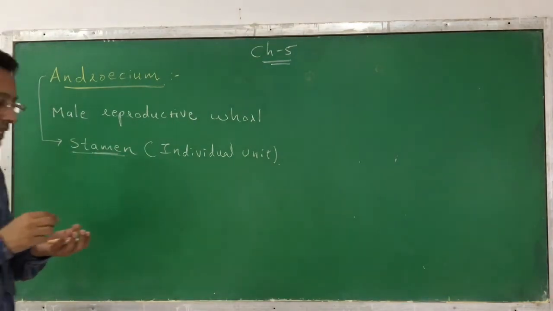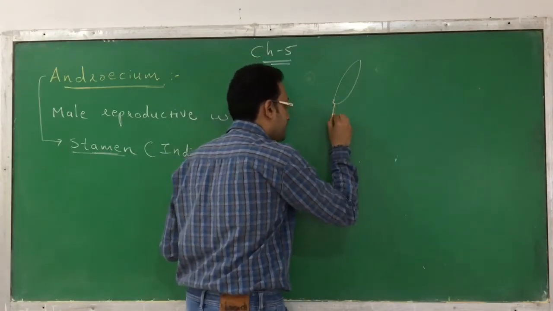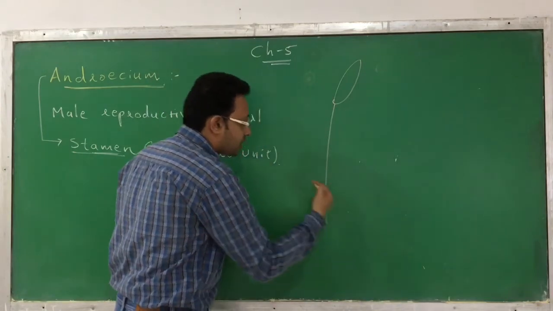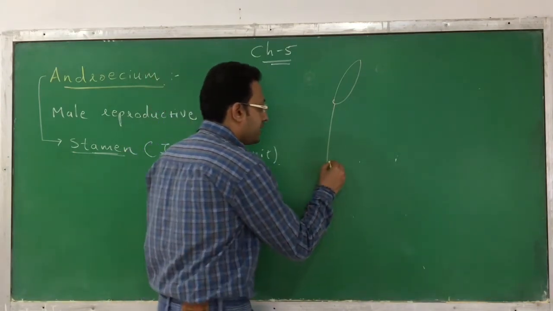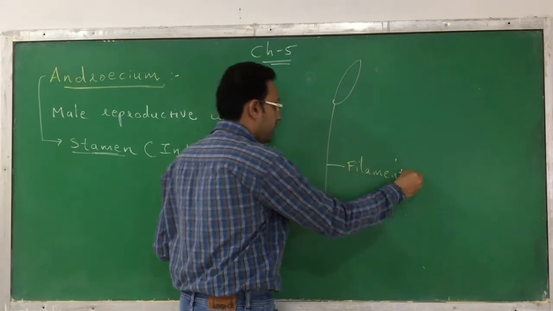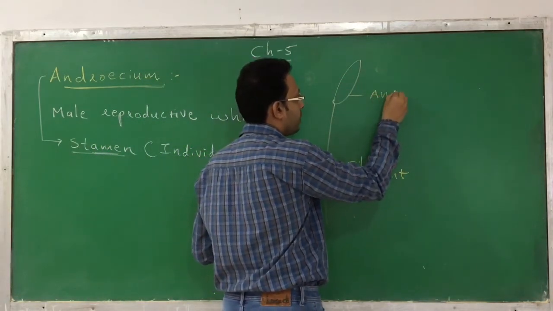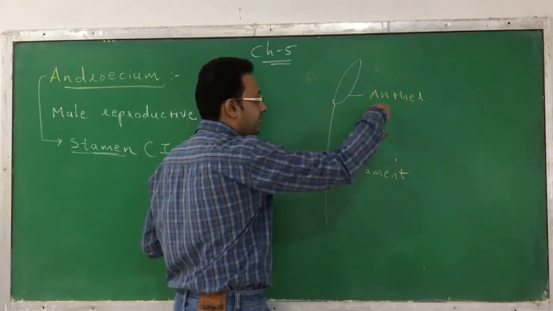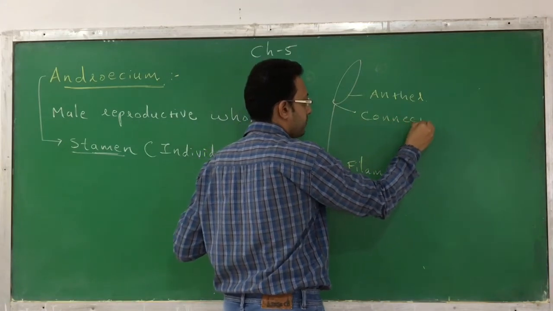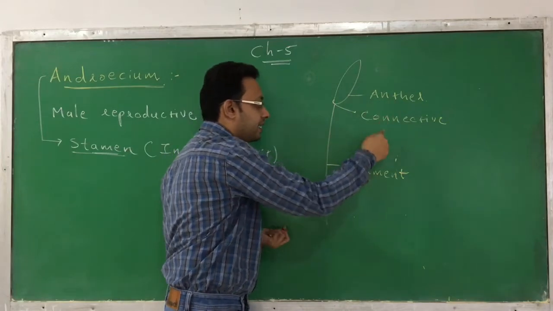The stamen usually consists of three parts. The first part, a stalk-like portion you can find in a stamen, is called the filament. Next, this structure that you can find is called the anther. And the anther and the filament are connected somewhere, and that is called the connective. So there are three parts of a stamen: anther, connective, and the filament.